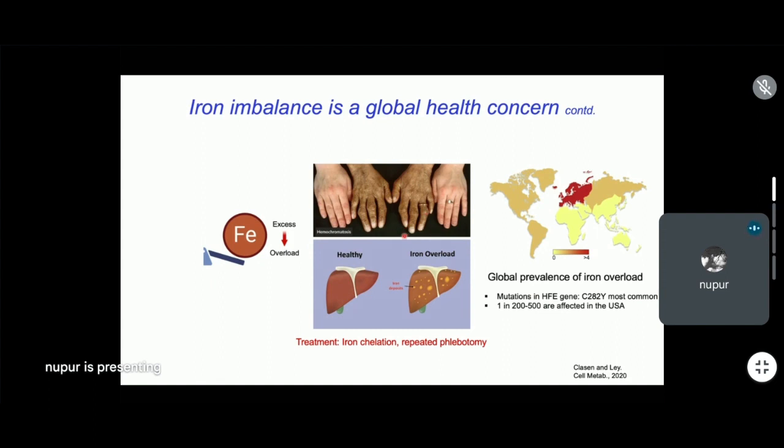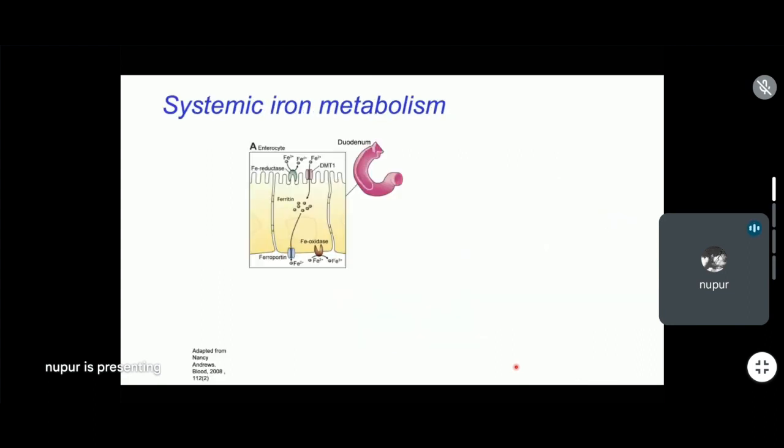Let's say it is getting deposited in the pancreas. You know that the pancreas produces insulin through beta cells. So eventually the patient may come with diabetes and with the skin coloration. And if they're coming from this background, we have to think that they may have a family history of hemochromatosis. So, having said that, let's get to systemic iron metabolism.